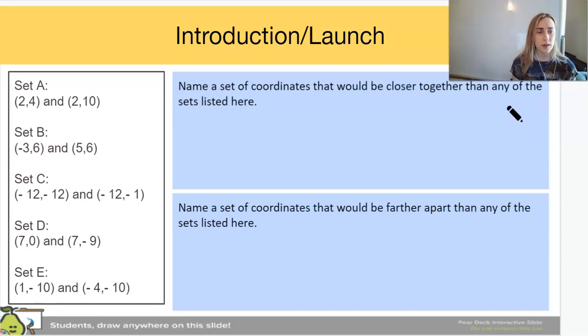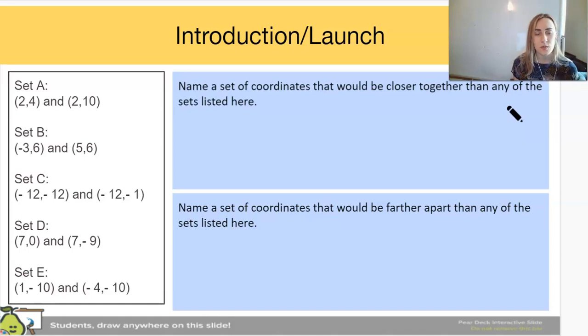On slide B, we're working with the same set of coordinates, but we have some new questions to consider. So now we need to name a set of coordinates that would be closer together than any of the sets listed here. And we need to name a set of coordinates that would be farther apart than any of the sets listed here.